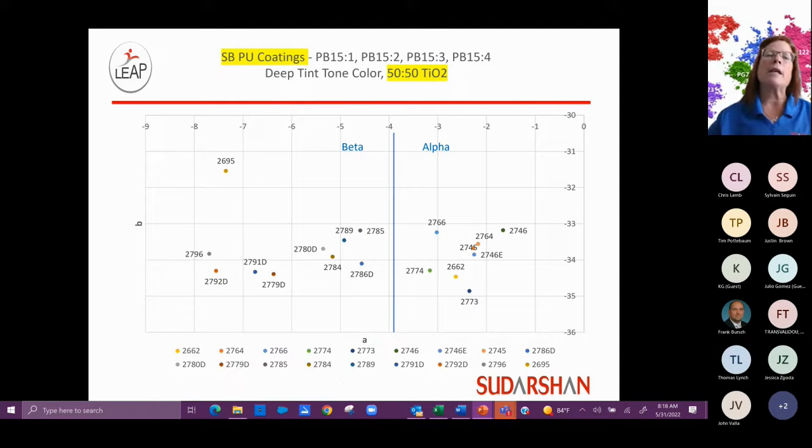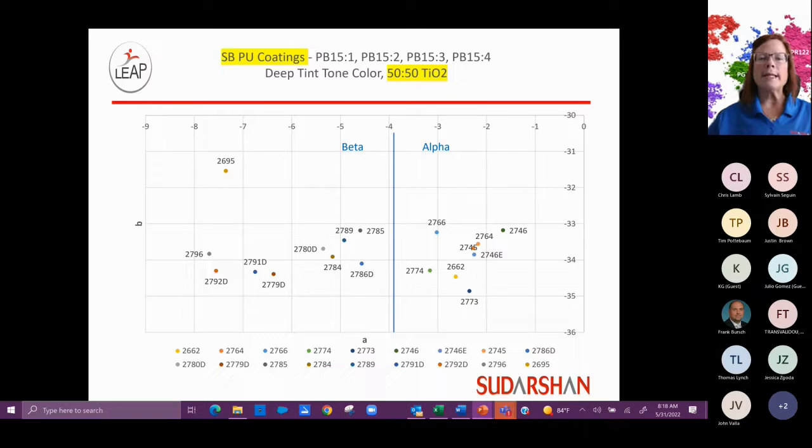So going into some data to give you a feel for what options are available. What I've done here is I've taken all of the Sudarshan CPC Blues that are available on a global basis or around in all the regions. I've put them in a solvent-based polyurethane coating and taken a look at the color differences between the two. In this case, because it is a transparent, I chose to use a deep tint tone color formulation, which is a 50-50 TiO2 blend.